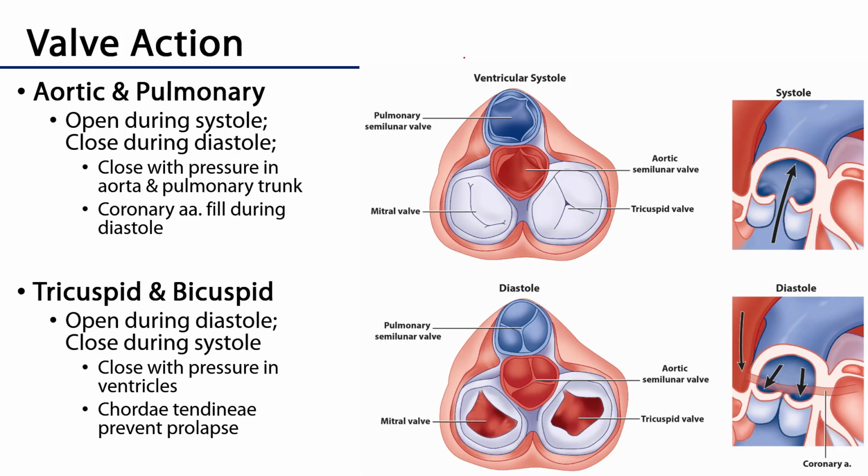So let's look at what is happening first with those semilunar valves. These are working in coordination with one another, both aortic and pulmonary. And you can see here in this illustration that these valves are wide open. They're open during systole because as the ventricles are contracting, they are squeezing blood out these aortic and pulmonary valves, as we can see there.